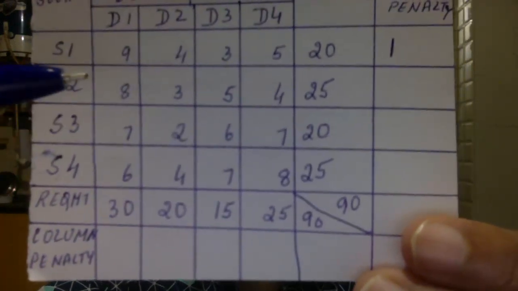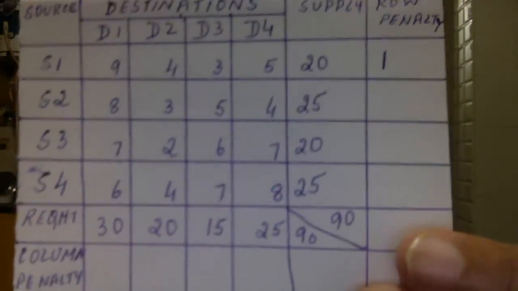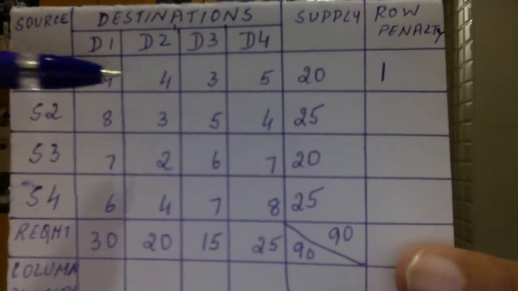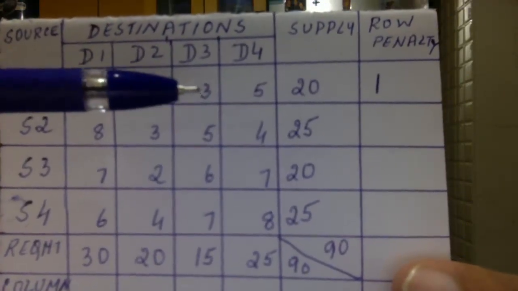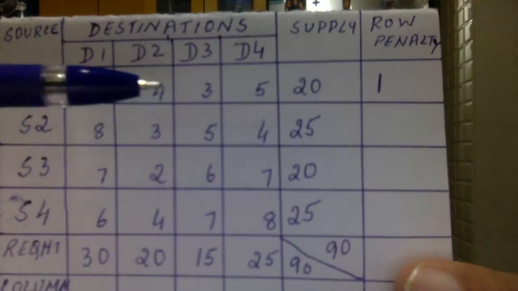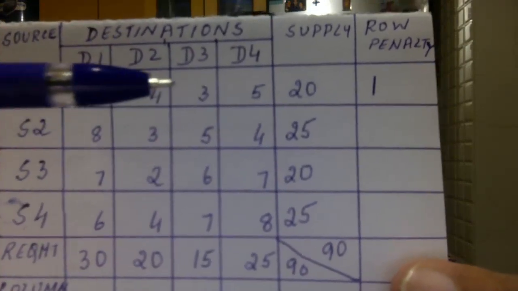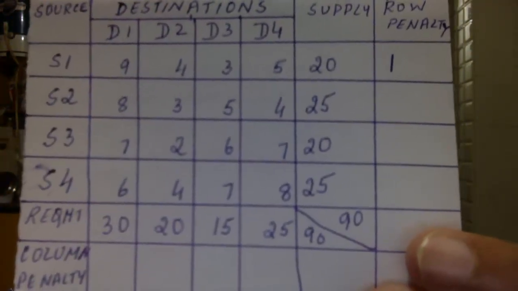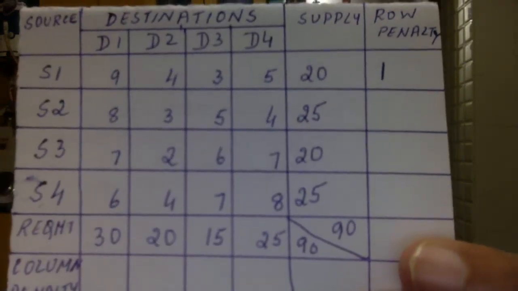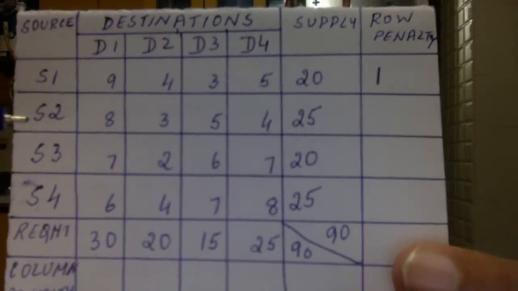I repeat, we have to look at all the costs in the first row and see the least cost. 3 is the least cost. The next least cost is 4. So the difference between the least cost and the next least cost, 3 minus 4, is 1. As I told you before, we have to take absolute values and not bother about the positive and negative signs. We'll come to the next row.